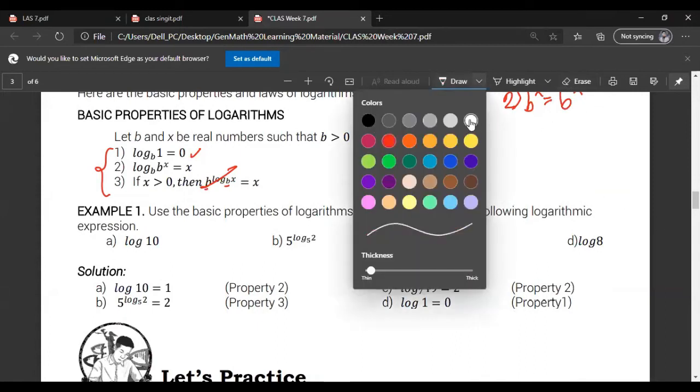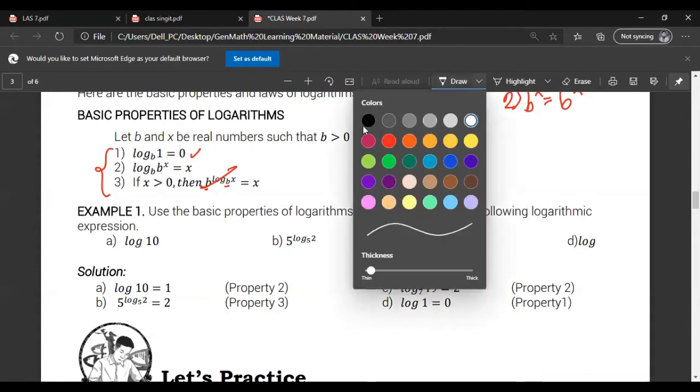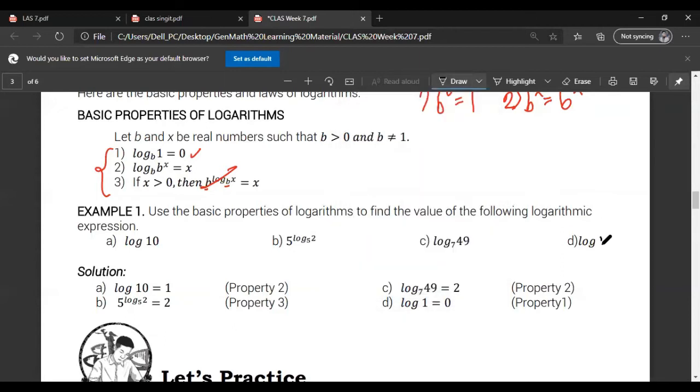So, mali ito eh. Dapat what? So if you have to try the property, so we have this example. So we have example number 1. Use the basic properties of logarithms to find the value of the following logarithmic expression. So letter A, ito yung solution niya. Letter A, logarithm of 10 is equal to 1. Bakit? We use property number 2.